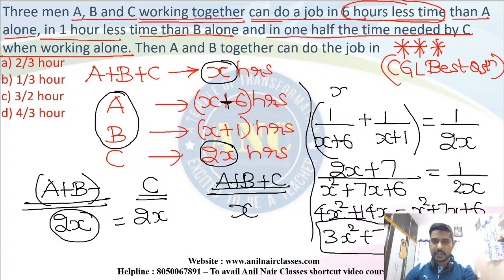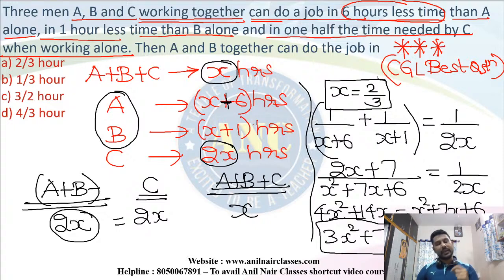If you simplify by using the quadratic equation, you will get two values of X. Out of that, one will be negative, so only the positive value I will take, which you will get as X equal to 2 by 3 if you simplify that, which I am not simplifying. But what is the question? The question is, find how much time will they take if A and B are working together. A and B together can do the same job in how many days?